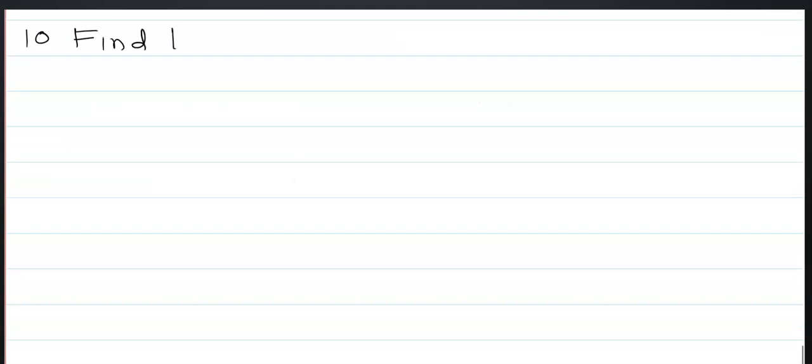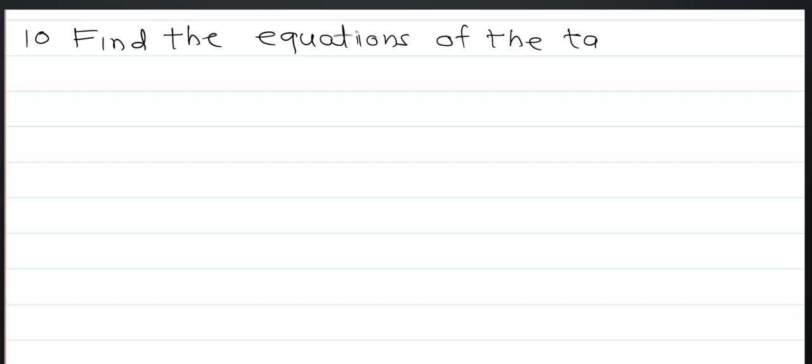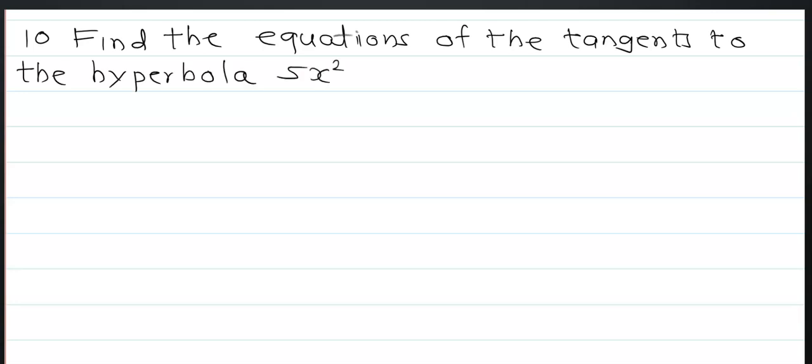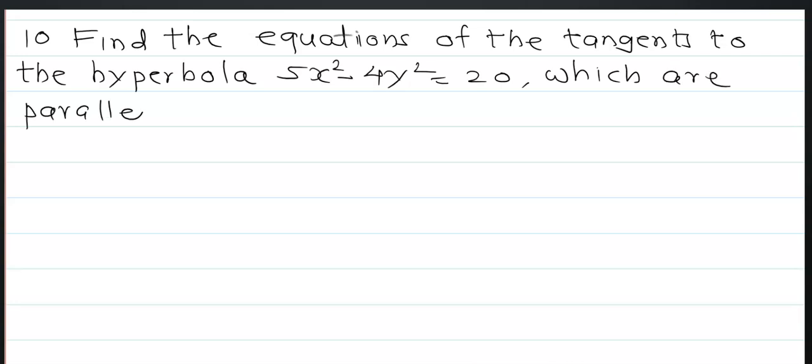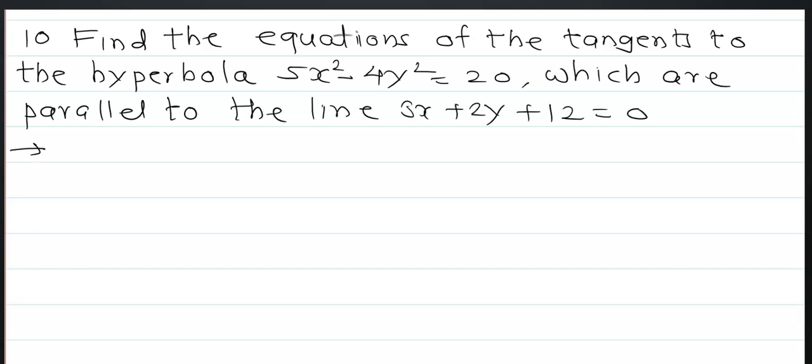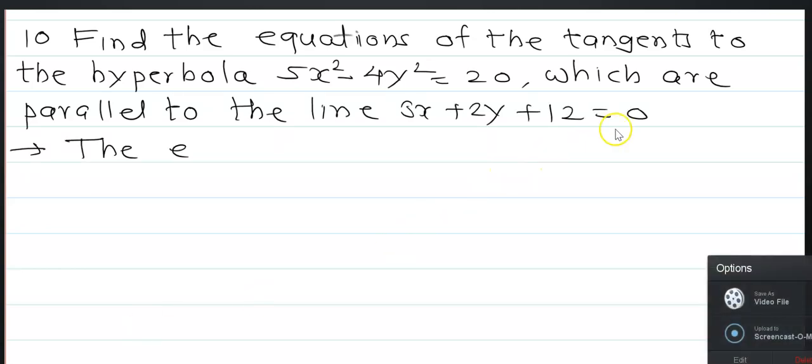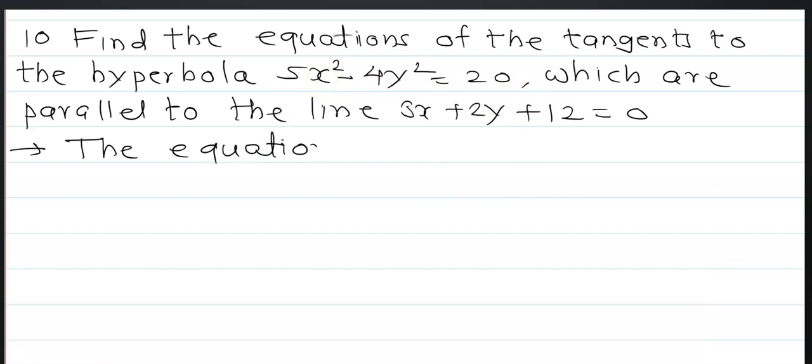Problem number 10. Find the equation of the tangents to the hyperbola 5x square minus 4y square equals 20, which are parallel to the line 3x plus 2y plus 12 equals 0. Find the equation of the tangent to the hyperbola which are parallel to this line. Therefore, the slope of the tangent and the given line are equal. Therefore, we have the value of m.